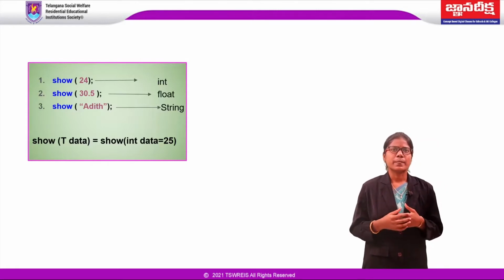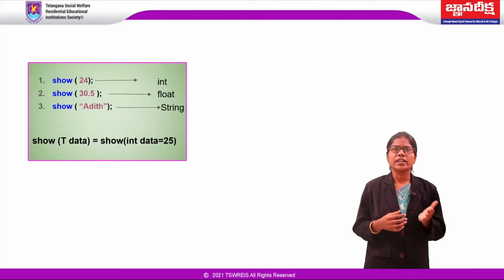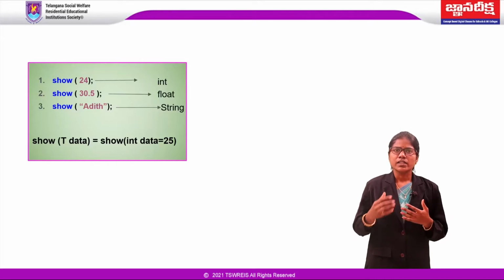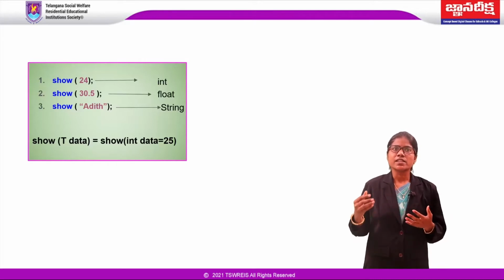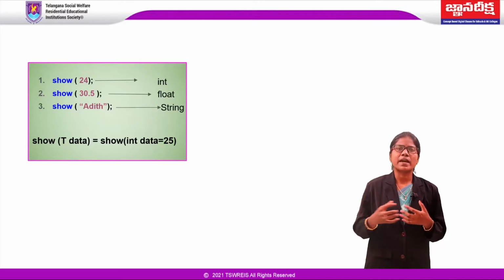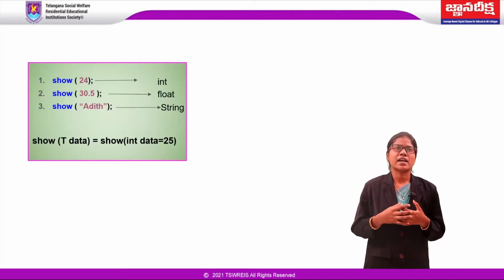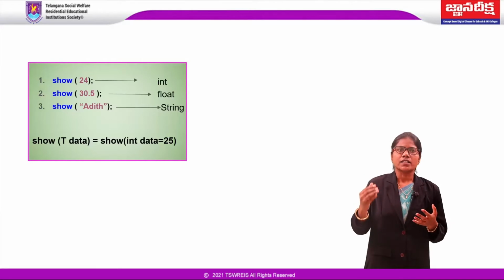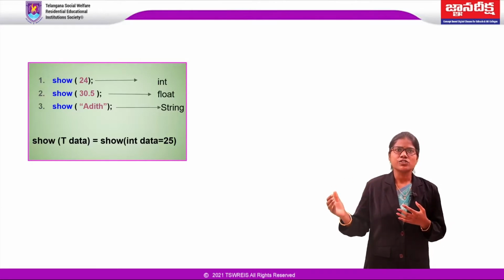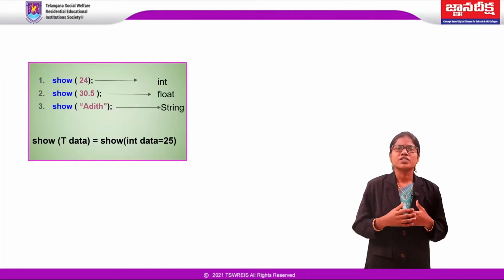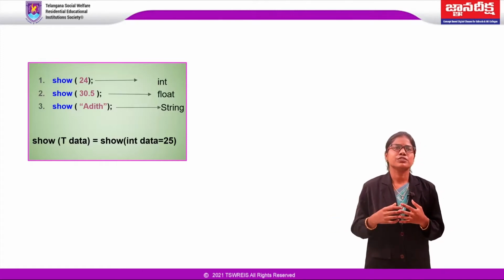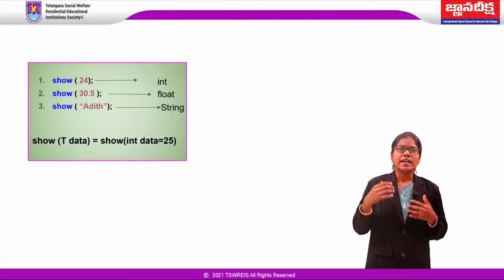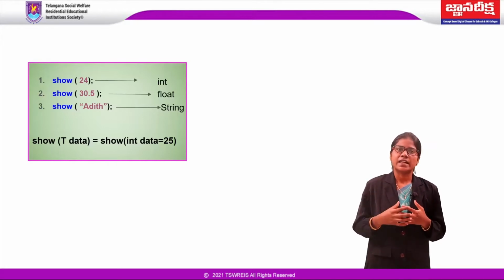In the third step, we are passing ADITH, that is string, as an argument. In this case, data type is determined as string and T, that is template parameter, will be replaced as string and ADITH will be copied to data. So this show function is an example for generic programming as it works for different data types.